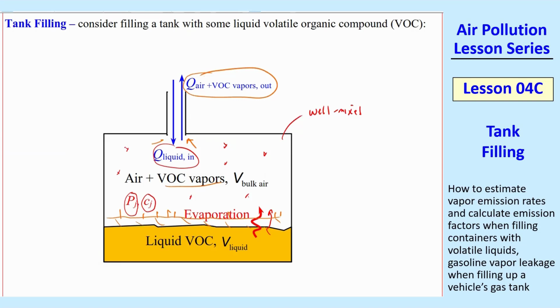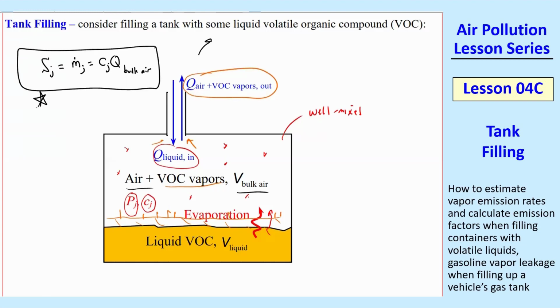If you fill the tank up, all of the bulk air, which again contains both air and VOC vapors, is going to come out. So you will release some VOC into the atmosphere. And these will be vapors since it starts as a liquid, but because of evaporation, this is now vapors. And so m dot J is how much mass you're releasing per unit time. It's the source strength or the mass flow rate of the contaminant. Remember, we use the J subscript. So CJ times Q of the bulk air, so the total volume flow rate of the air. And we can also call this SJ, which is the same as m dot J. So this is our equation for the rate of emissions coming out of the tank.